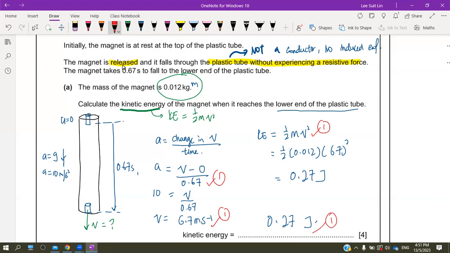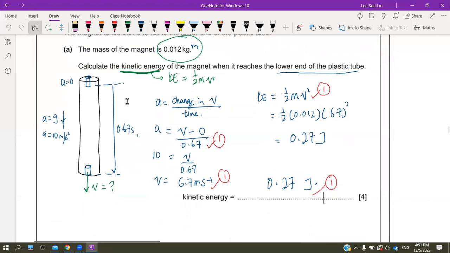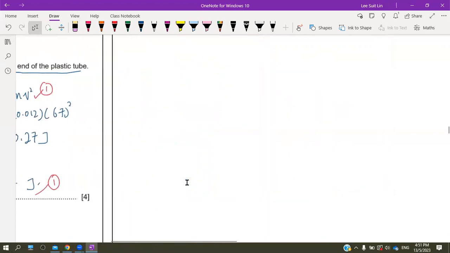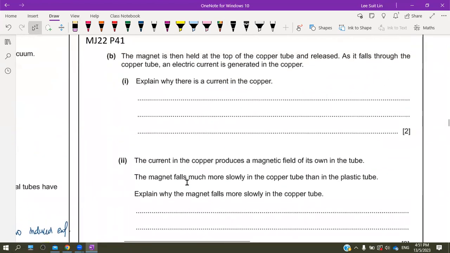Okay. So the first reasoning I can give you for why it takes a longer time to drop when I replace the plastic tube with the aluminium tube is because I got current induced, right? The electrical energy will come from this kinetic energy. So the object will actually slow down. We'll put a bookmark on that first. And we're going to now look at the explanation section.